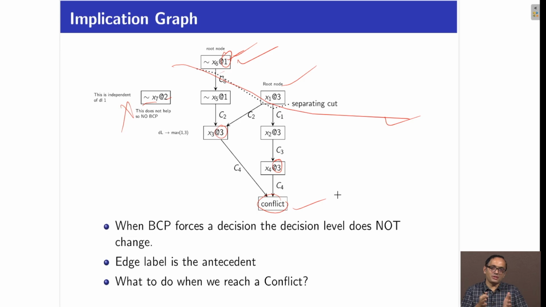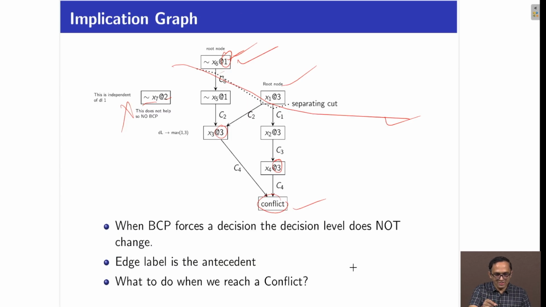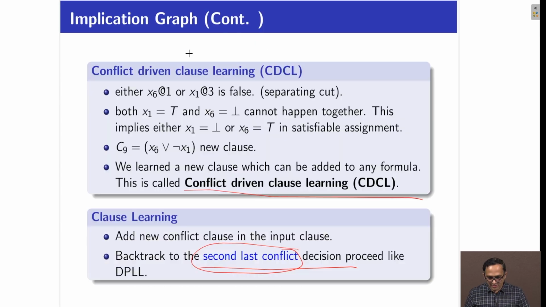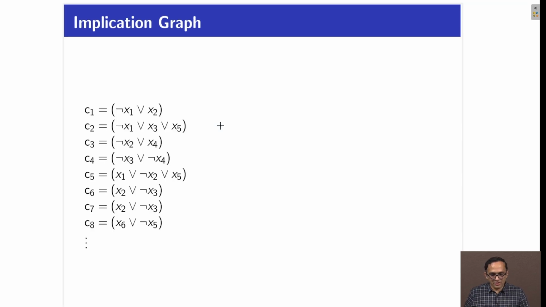I do not want to remove everything and restart. What I am trying to do is remove just the minimum possible part, which is the last decision level. I learn something from the last decision level, add it, and restart the whole process from the second last conflict decision level. In my example, the second last decision level was x6, so I will start from x6 and restart the process.